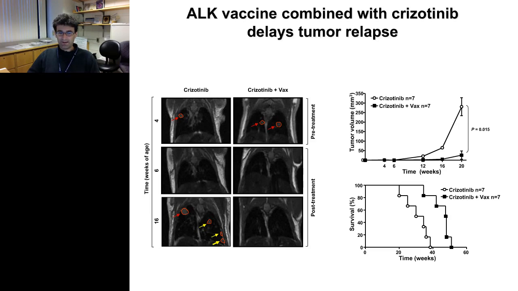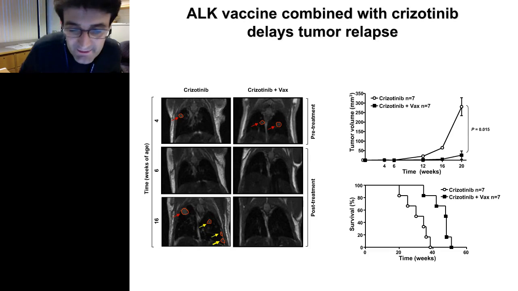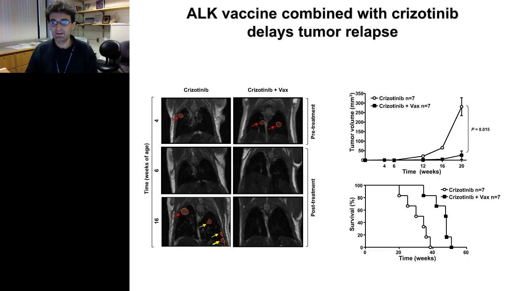But importantly, when we did the same protocol, but we added ALK vaccination, now you see that the tumors start at 4 weeks, we treat with crizotinib, this is pre-treatment. We treat with crizotinib, tumors disappear. You see there are no longer tumors here. And still, after 16 weeks, because of the vaccination, the tumors are no longer back. So eventually, they come back later on, you see here from the curve. At 16 weeks, there are still almost no tumors there, but eventually they start to come back after 20 weeks of follow up.